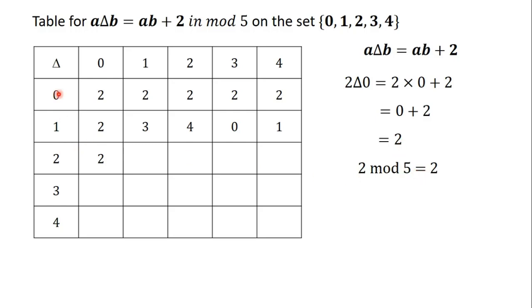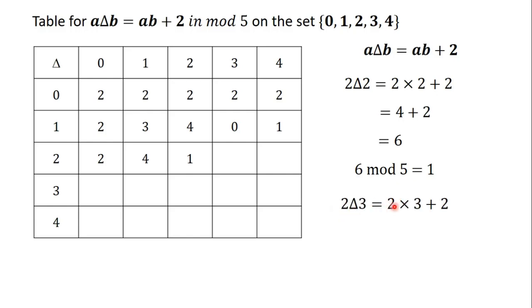The next one is 2 delta 1. 2 delta 1 is equal to 2 times 1 plus 2. 2 times 1 is 2. 2 plus 2 will give us 4. 4 mod 5 is 4. The next one is 2 delta 2. 2 delta 2 will be equal to 2 times 2 plus 2. 2 times 2 is 4. So we have 4 plus 2. 4 plus 2 is 6. 6 mod 5 is 1.